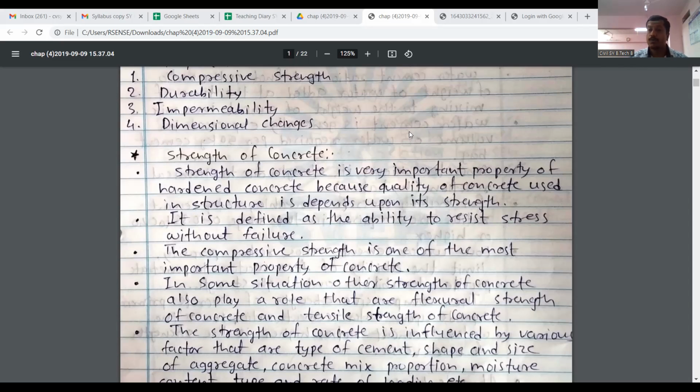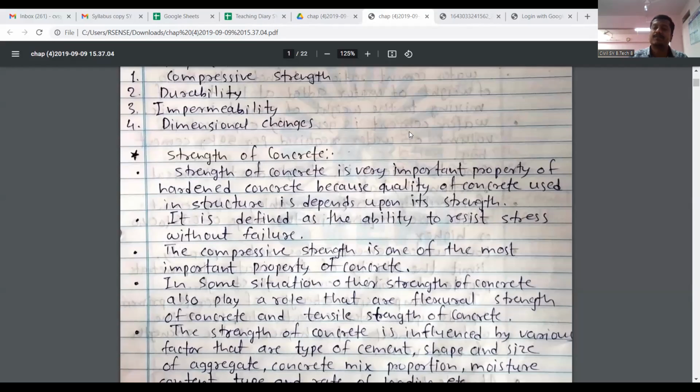No. We are going to cast the cylinders with some specific dimensions. 15 centimeter diameter and 30 centimeter height of that cylinder. So you are going to cast the cylinder and fill the material in the cylinder. Then you are going to take that cylinder in the compression testing machine and determine the split tensile strength. For flexural strength, you are going to cast the beam.